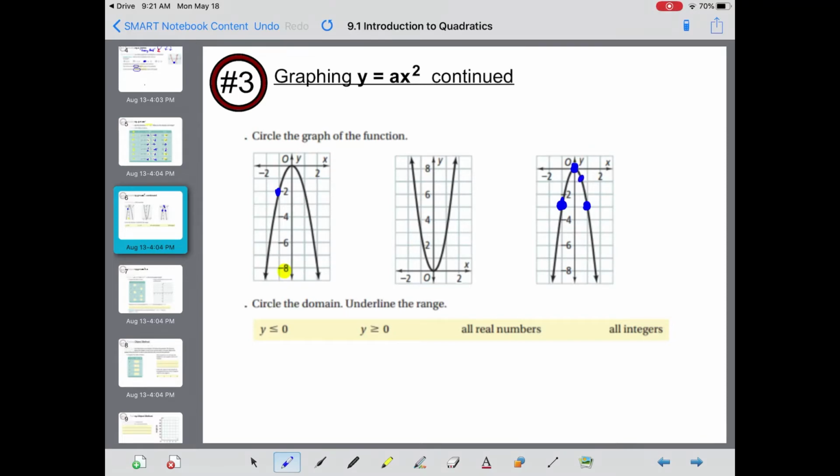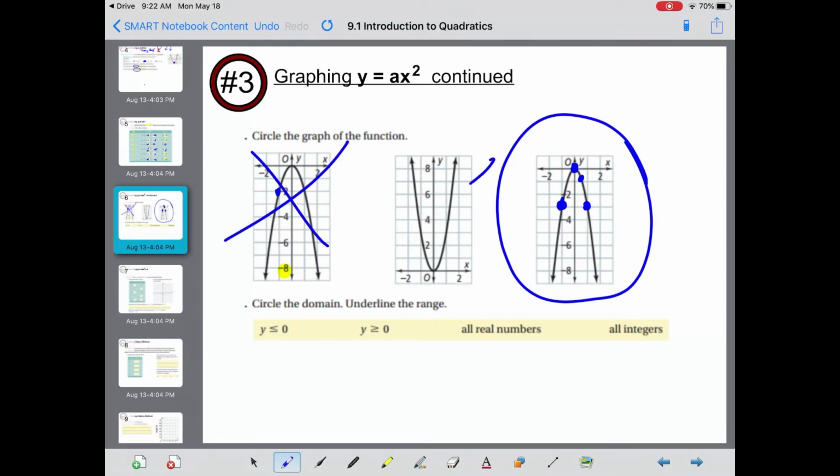Left 1, and here's -3. And you can check the other points, the origin, 0, 0, 1, 3, and 1/2 and 3/4. So here's your graph for y equals ax squared. The other ones do not have the correct points.